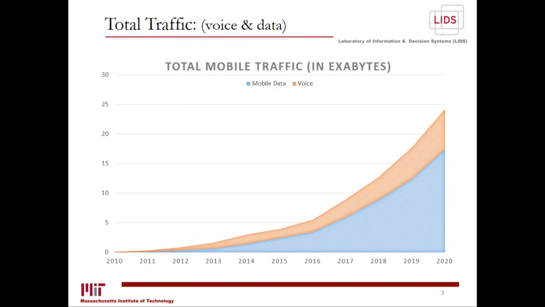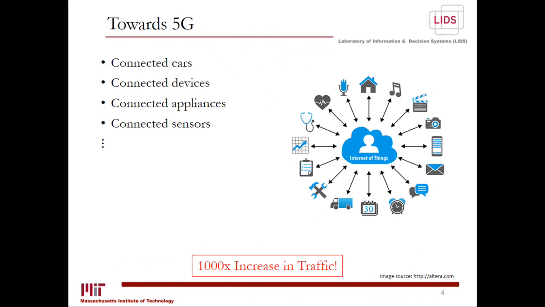If you look at the total traffic growth over the past decade, you'll realize that a big portion of the traffic has been due to mobile data, and this proportion is even increasing, meaning that mobile data comprises a bigger part of the traffic in our cellular networks. As we go towards 5G networks, the traffic is going to increase even further.